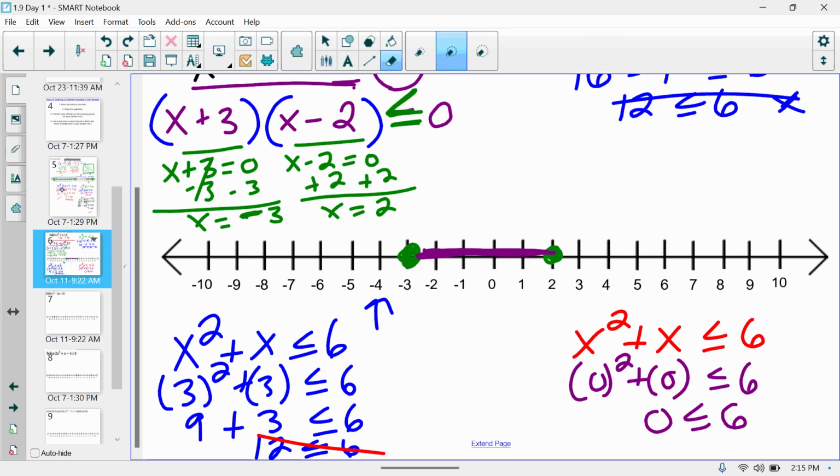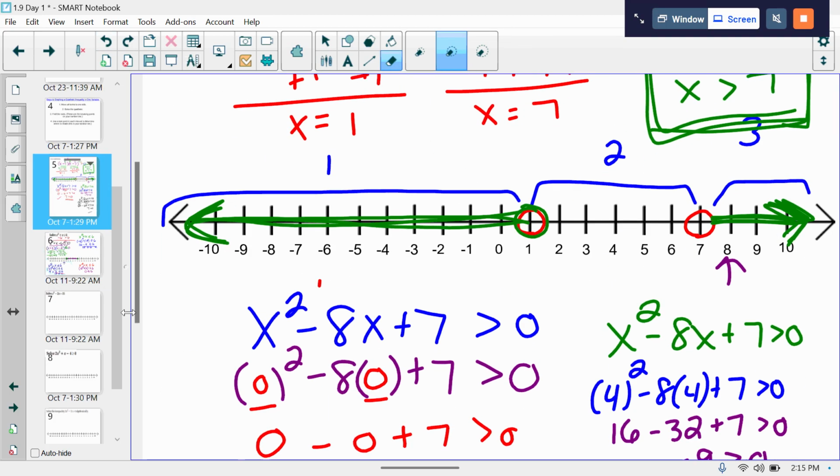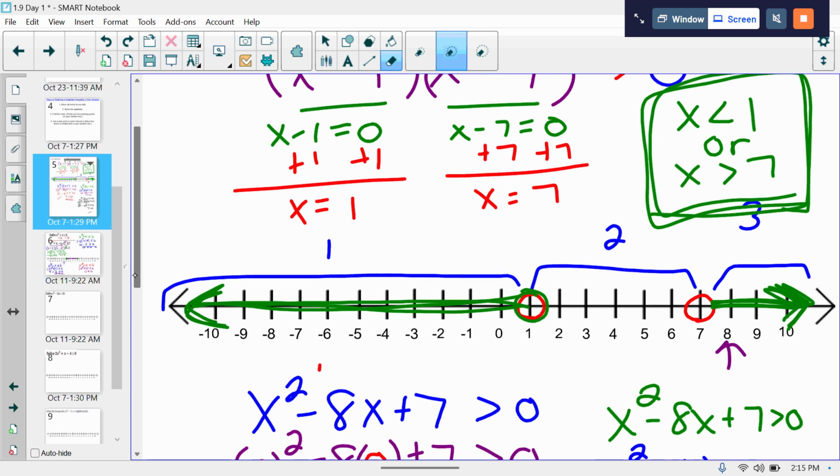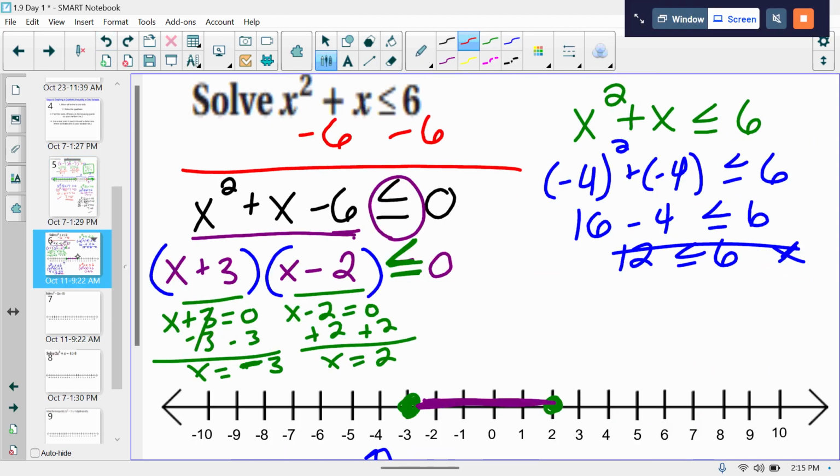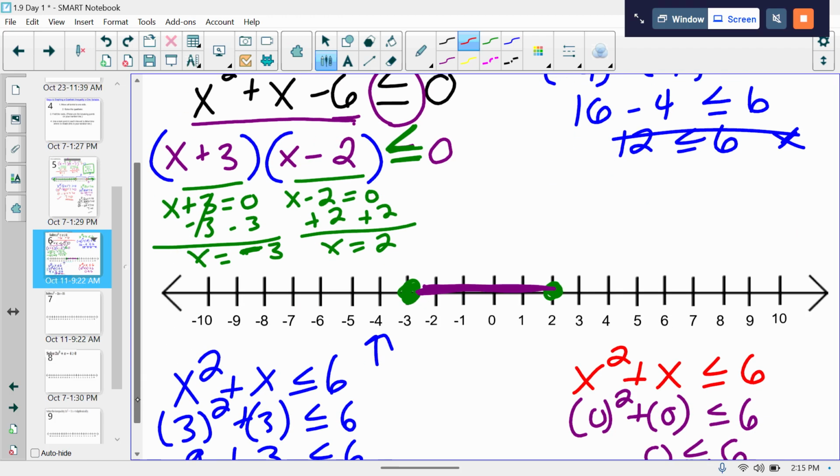Guys, remember on the last one how our graph had 2 separate branches? It was all the points down here, so we had to say x is less than 1, but then it was also all the points up here, so we had to say also that x could be greater than 7. It's just one region this time. Like it's all the numbers from -3 to 2.